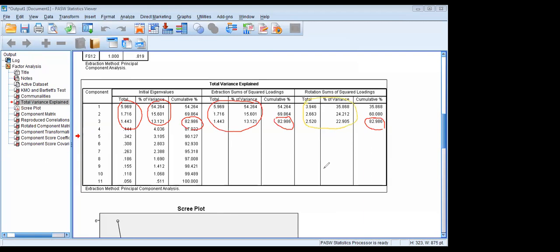So rotation means what rotation it is. I'll use some other color. First component is explaining to the extent of 35%. Second component is explaining to the extent of 24%. Third component is explaining to the extent of 22.905%. Right? Right.